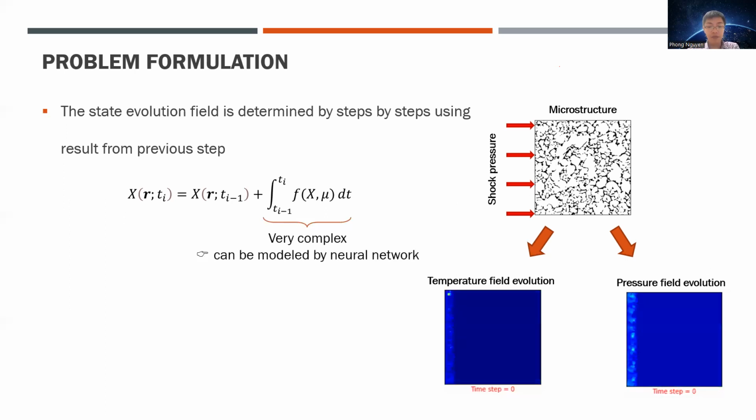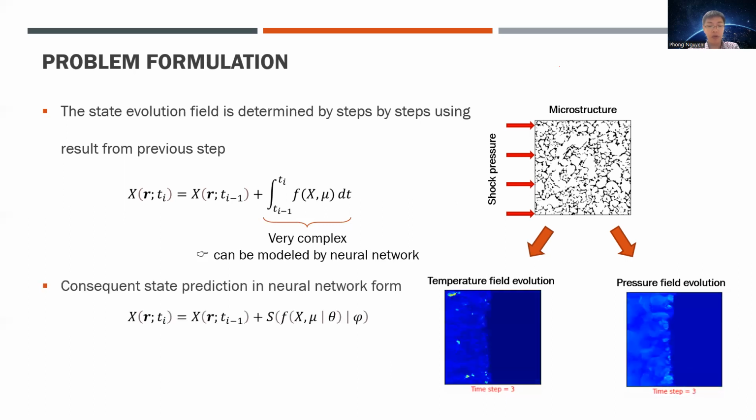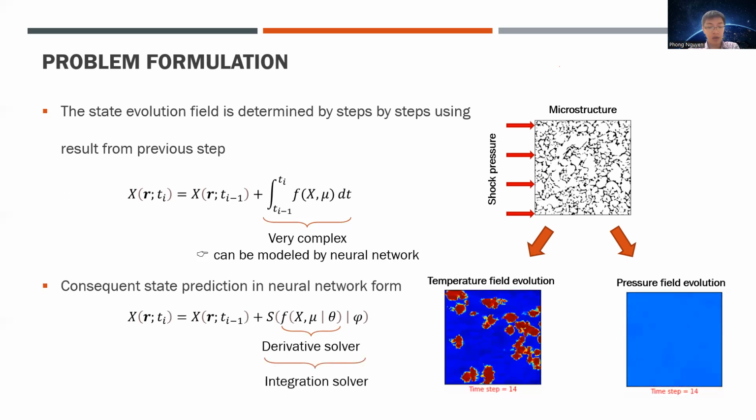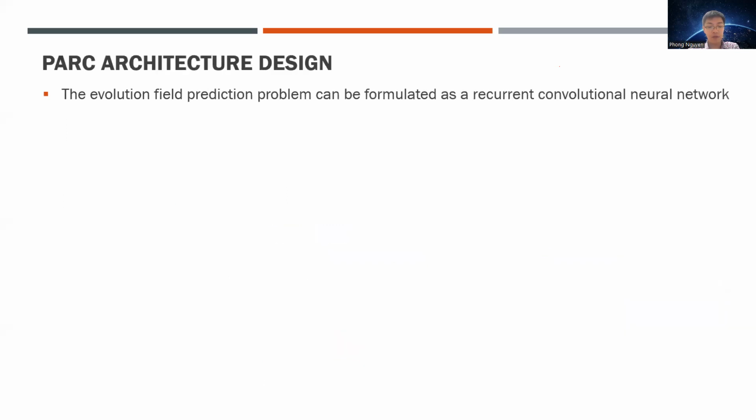Moreover, instead of modeling the whole integration as a neural network, we follow a typical solution process of a normal direct numerical simulation, in which the governing equation describing the rate of change and its integration over time are modeled separately. And this mathematical formulation of the solution leads to the design of our deep learning architecture.